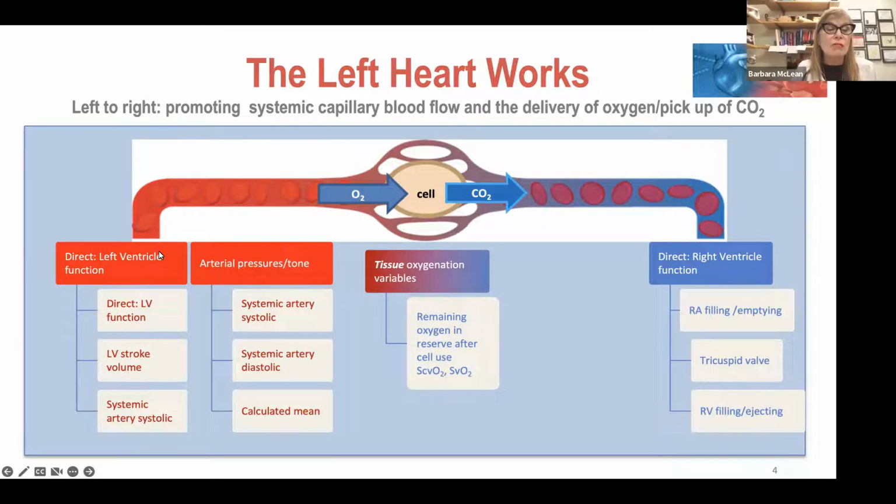Now that left ventricle is ejecting into the systemic artery, so I'm going to look at systemic arterial systolic pressure to reflect LV ejection and LV stroke volume. Fantastic. In the artery itself, I look at systolic pressure to reflect LV function, and systemic arterial diastolic pressure to reflect vascular tone. Then a calculation occurs, and there are a lot of different ones, like systole plus 2 times diastole divided by 3, or diastole plus 1/3 pulse pressure, which is also a fantastic way of looking at mean.